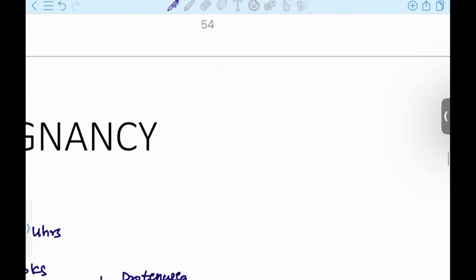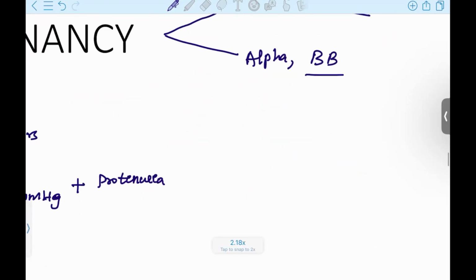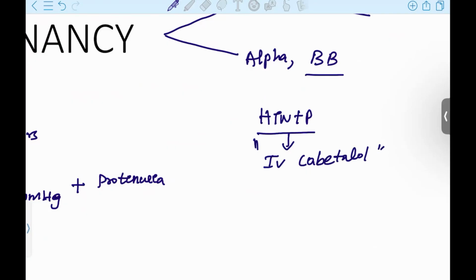What is the drug of choice in this pregnant patient? ACE inhibitors or the ARB drugs are both contraindicated due to teratogenicity. What can be given? Alpha drugs can be given, and beta blockers are much preferred. So what is the emergency drug in patients with hypertension in pregnancy? Then you have to choose IV labetalol. If the mother is having asthma, this question is also asked, then also you have to choose IV labetalol only.